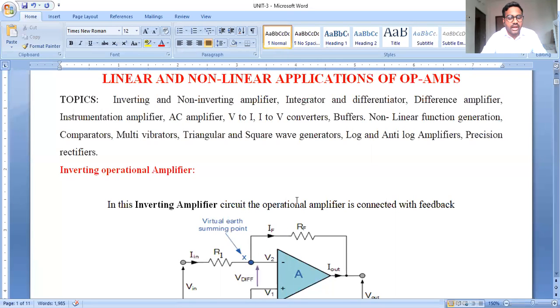Linear operational amplifiers. So these are all classifications. Here we will discuss linear applications of the operational amplifier. First we will discuss the closed loop op-amp configuration. The inverting and non-inverting amplifiers are the actual applications of closed loop op-amp.